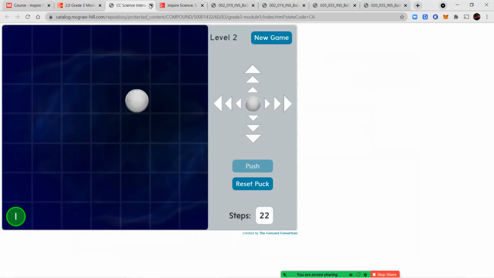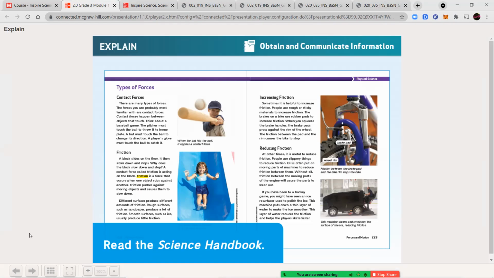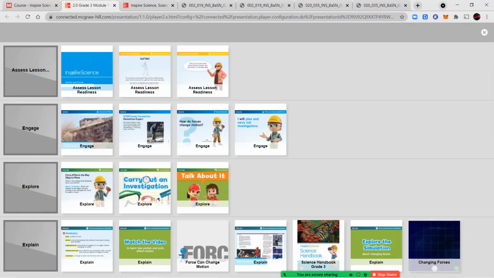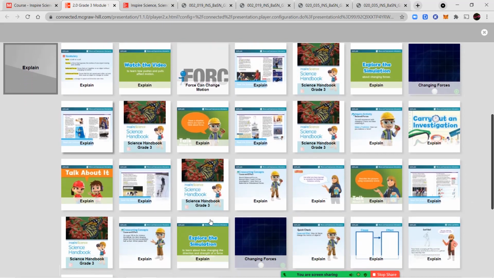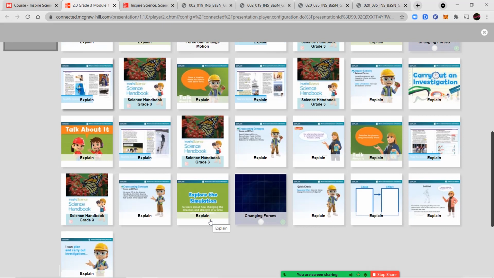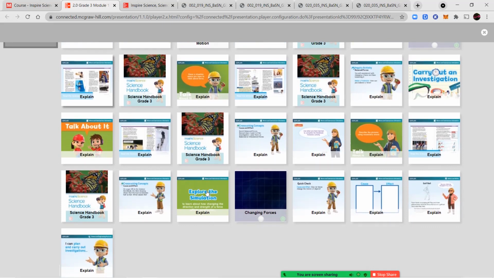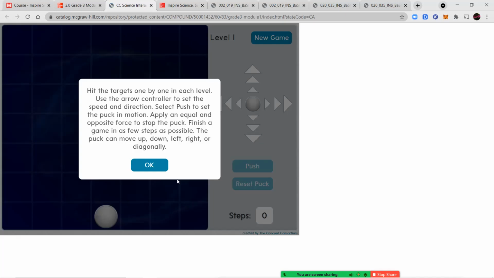Now, once we've completed that, we're going to jump back into our lesson, and we are going to move into our simulation. So we're going to revisit that same simulation we were working on, and we're going to answer the questions. What happens to the acceleration of the puck as you increase the force? How are you able to completely stop the puck? So think about what we were doing over here. We can reopen this.